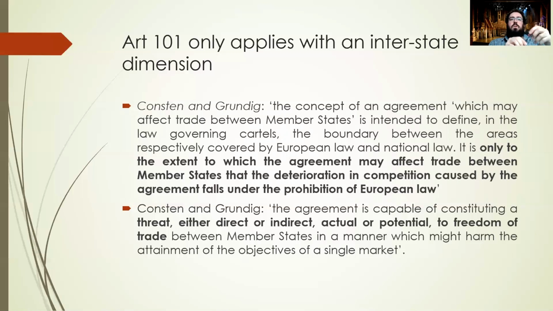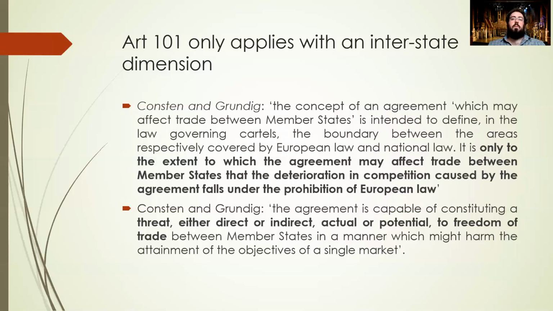That the concept of agreement, which may affect the trade between member states, is intended to define in the laws governing cartels the boundary between the areas respectively covered by European law and national law. It is only to the extent to which the agreements may affect trade between the member states that the deterioration in competition caused by the agreement falls under the prohibition of European law. So again, as we saw with the free movements of everything, there has to be the cross-border element for this to actually take effect.